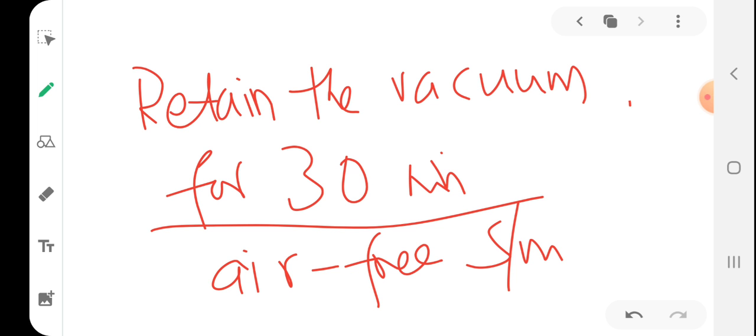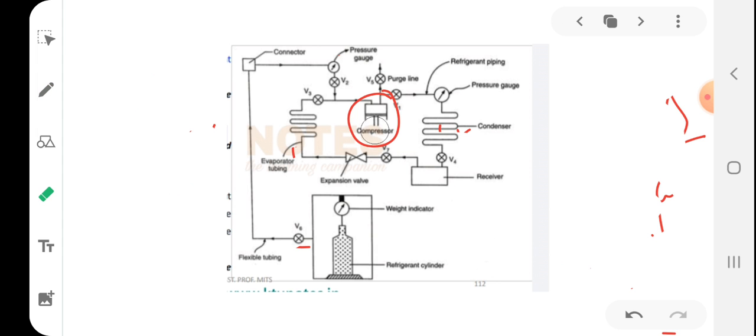So after purging air from the system, the connections are tightened and the valves V3 and V4 should be closed. You don't need to switch off the compressor. You just turn off V3 and V4, close V3 and V4, and open the cylinder valve V6. Since the compressor is switched on currently, the refrigerant will slowly flow through this valve V2.